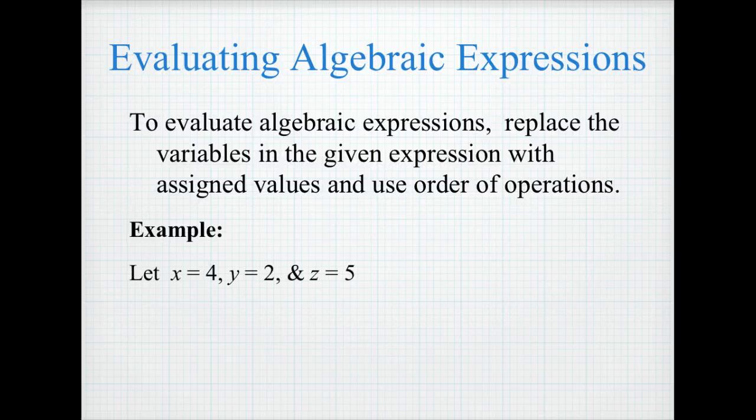In the following example, we are given x equal to 4, y equal to 2, and z equal to 5, and asked to evaluate the expression quantity of 5x plus y times the quantity of z minus 4. Our first step is to replace any and all x's with 4, y's with 2, and z's with 5.